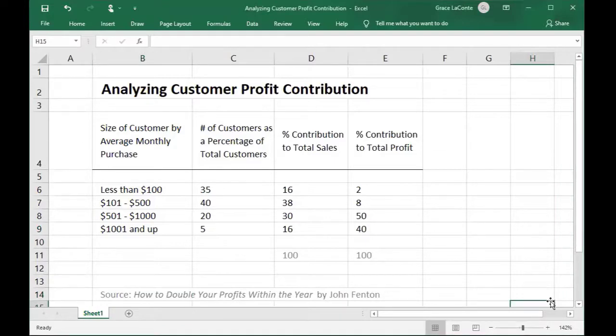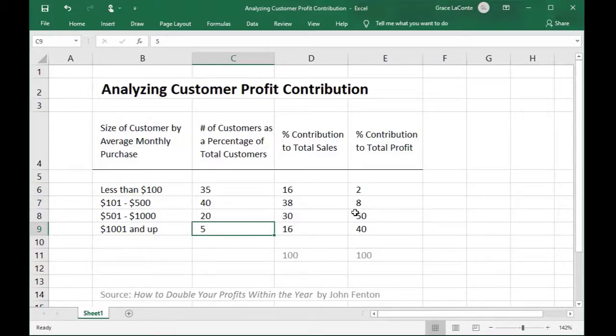So what we're going to do here is just use an example company to show the average monthly purchase and the size of that customer's purchase. So we have categories of less than $100 per month, $101 to $500, $501 to $1,000, and $1,001 and up in monthly purchase per customer. Then we look at how many customers are a percentage of each of those purchases. So 35% of all customers are going to be purchasing at less than $100. 40% of customers, the majority, are purchasing $101 to $500 a month. 20% are buying up to $1,000, and then 5% of customers purchase $1,001 and up in products or services from this example company.